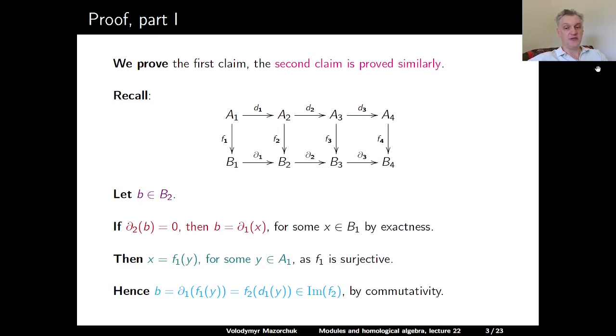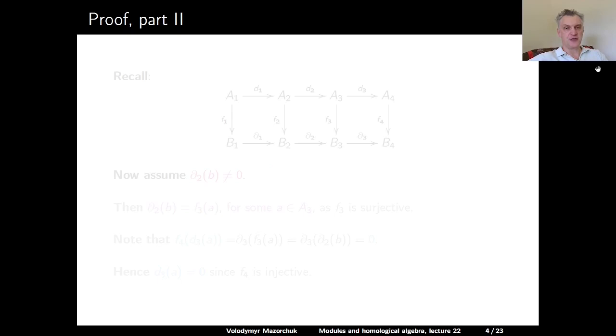Due to the commutativity of our diagram, we can write the element b, which is partial 1 applied to f1 of y, as f2 applied to d1 of y. And this manifestly belongs to the image of f2, because this is f2 applied to some element. In other words, if b is killed by the differential, and b is an element in B2, then this definitely belongs to the image of f2. Great. Now let us move to the general case.